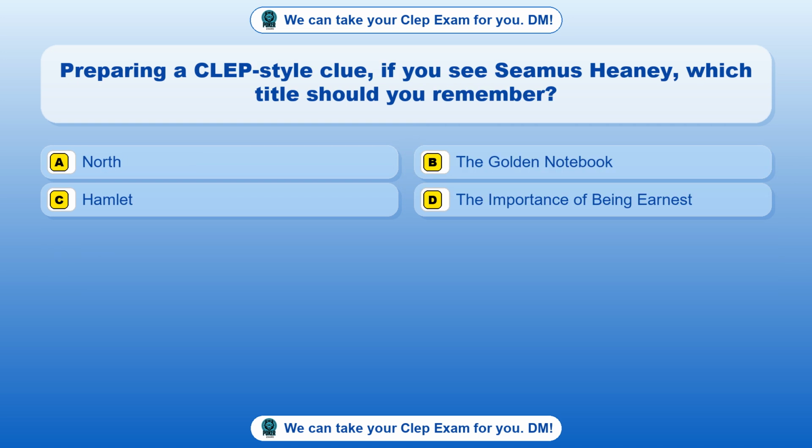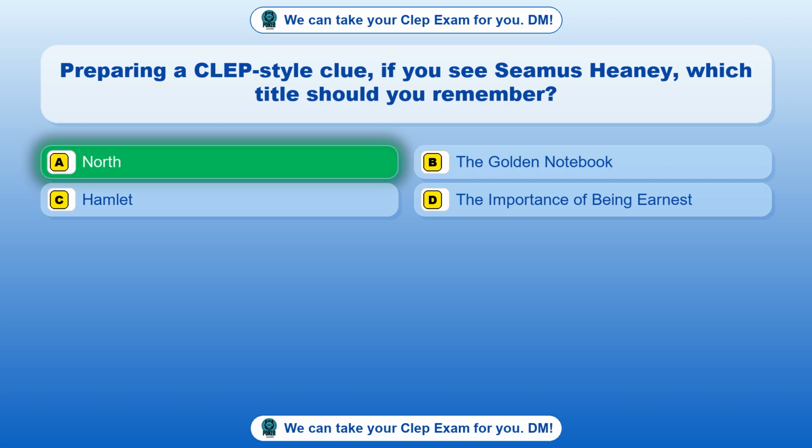Question 57. Preparing a CLEP-style clue. If you see Seamus Heaney, which title should you remember? Option A. North. Option B. The Golden Notebook. Option C. Hamlet. Option D. The Importance of Being Earnest. The correct answer is option A.